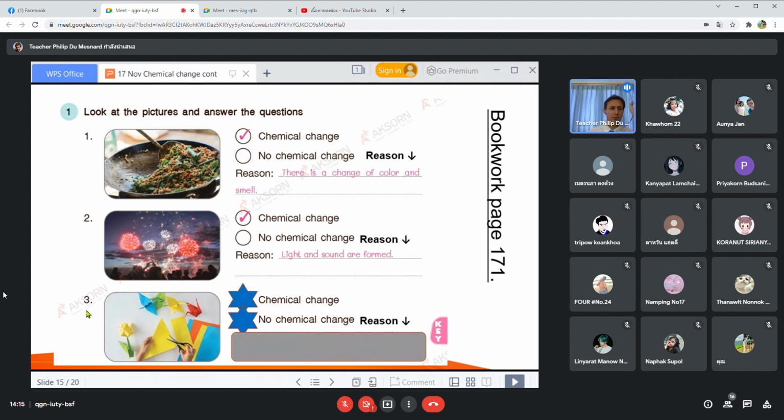Okay, what about number 3? Chemical change, yes or no? No. Very good. You can cut anything you want. It's not going to do chemical change. You can cut, you can slice, you can chop. It's not going to change it. You can use scissors or you can use a knife. It will not be a chemical change.